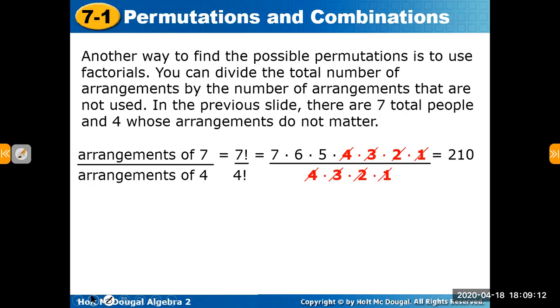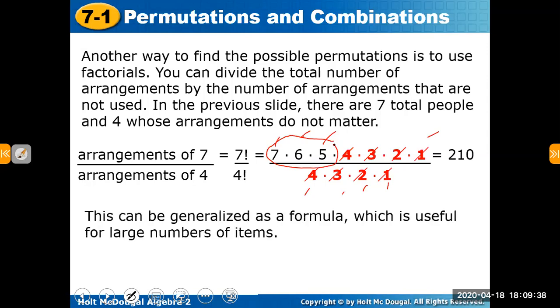So I can write 7 factorial as 7 multiply 6 multiply 5 up till 1. For 4 factorial also, same way. Then we can cancel the common terms, and just like we saw in the fundamental counting principle, we will only be left with the other 3, which will give me 210 permutations. This can be generalized as a formula which is useful for large numbers of items.